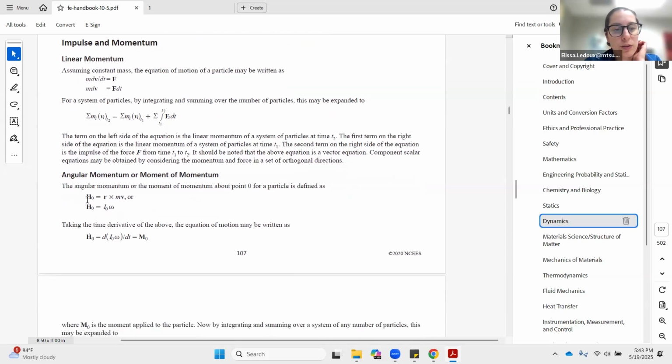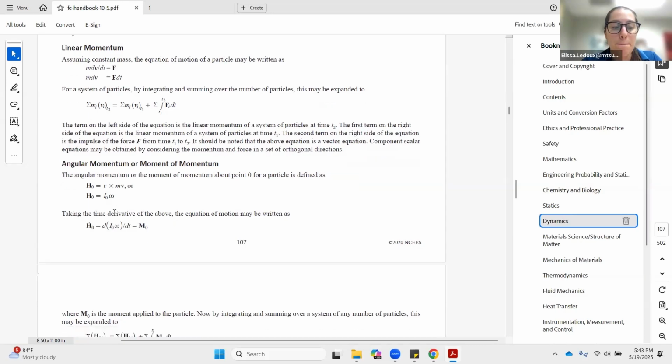So angular momentum, they use H, don't know why, but H is what they use. And that is r cross mv, so basically the radius crossed with the linear momentum for circular motion. Or the moment of inertia, and this is mass moment of inertia, times angular velocity.